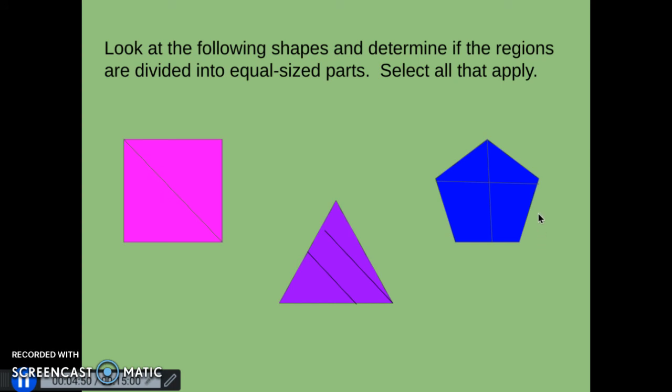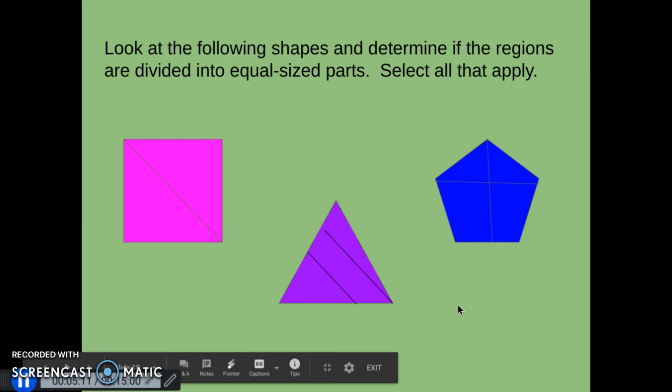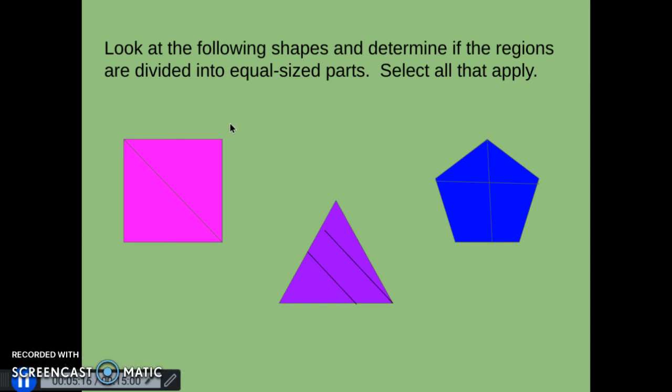Now let's look at the pentagon. The pentagon is cut into four equal parts, meaning that each section would represent, if they were equal, 1/4. So each part would represent 1/4. But when I'm looking at this particular shape, I'm also seeing that it does not apply because my pieces are not equal. So in this case, the only correct answer would be the square, and it is cut into equal parts.